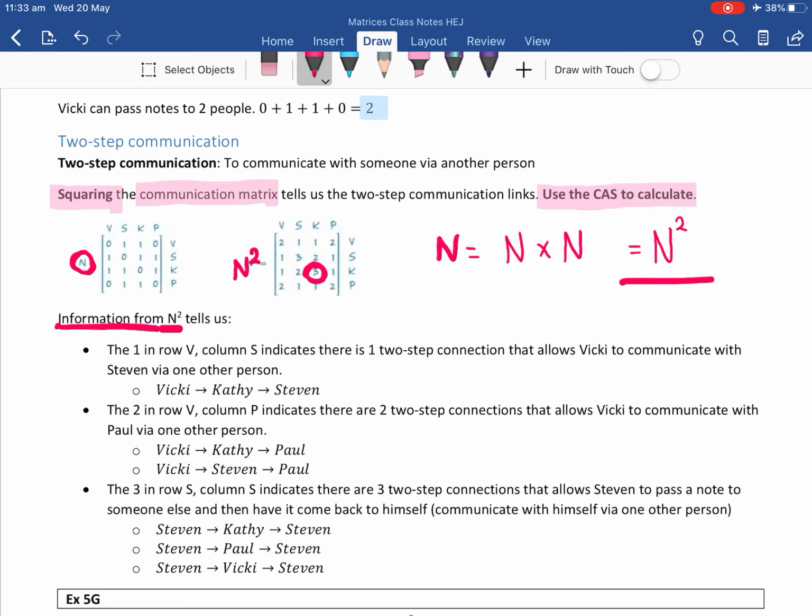And there is some more information here of what N squared can tell us, which is important. So have a read through and have a go at exercise 5G.